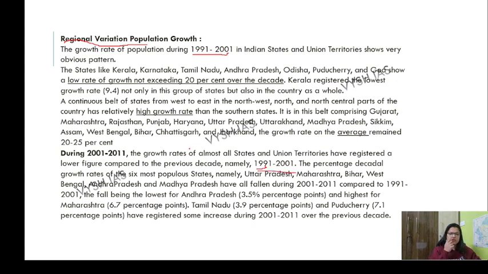The percentage decadal growth rates of the six most populous states. Like we talked about density, UP is the more dense area, and the eastern section is wide but less dense. We already discussed it in the last lecture. If you have not seen that lecture, just go and watch it first.